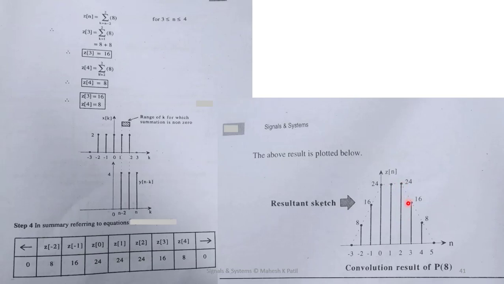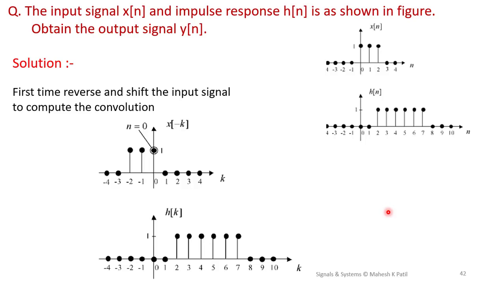Then z of 3 is 16, z of 4 is 8, z of minus 1 is 16, and z of minus 2 is 8. So this is the final convolution result, it is z of n. So in this way this signal can be sketched here. Now we'll see the next problem.